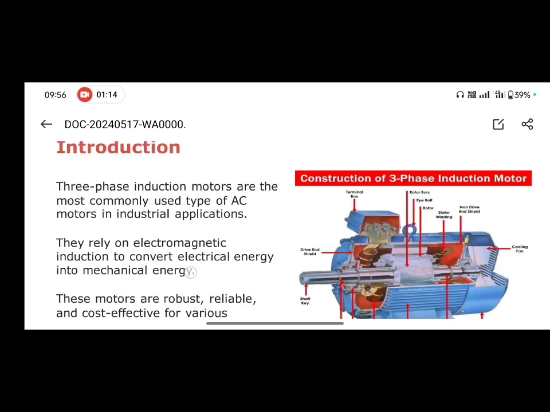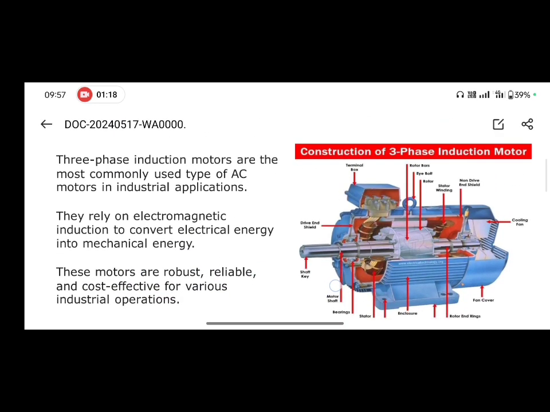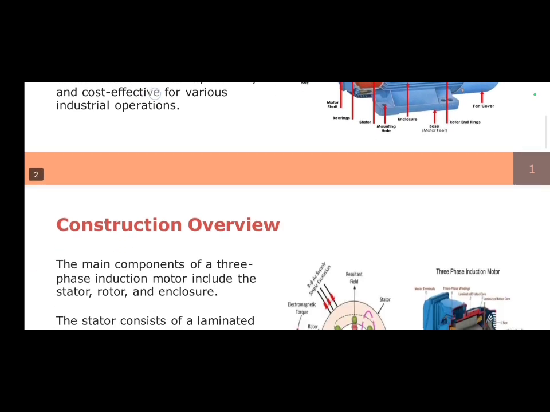So, the introduction to this motor. Here you can see the illustration of a three-phase induction motor, the complete illustration of the motor. Three-phase induction motors are the most commonly used type of AC motors in industrial applications. They rely on electromagnetic induction to convert electrical energy into mechanical energy. These motors are robust, reliable, and cost-effective for various industrial operations.